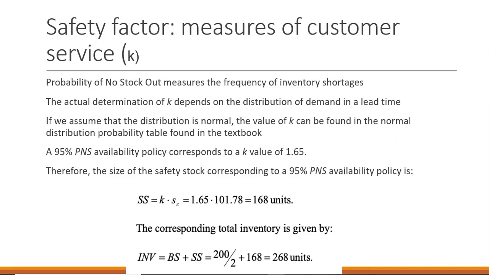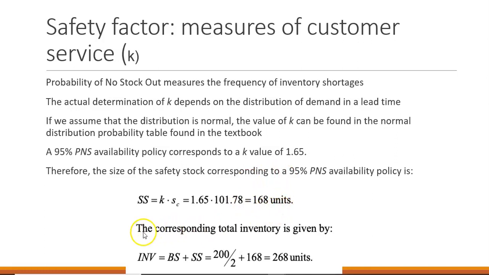So then we look for a 95% availability possible, which corresponds with a K value of 1.65. So we would use a table to get that factor calculation. So therefore, we want a safety stock of 168 units.